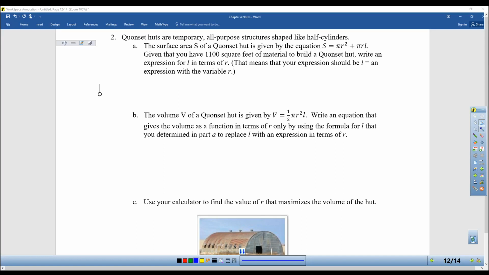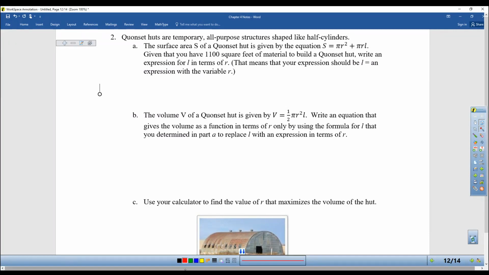Quonset huts are temporary all-purpose structures shaped like half cylinders. So there's a picture of it down there. The surface area, S, of a Quonset hut is given by this equation. Given that you have 1,100 square feet of material to build a Quonset hut, write an expression for L in terms of R. That means that your expression should be L is equal to an expression with the variable R.